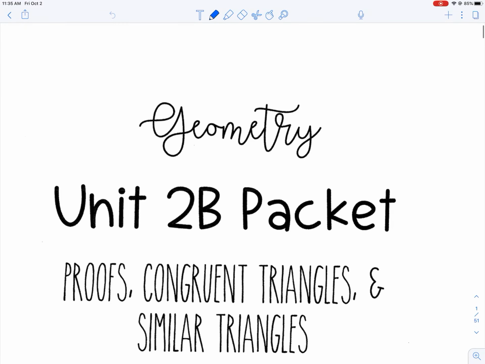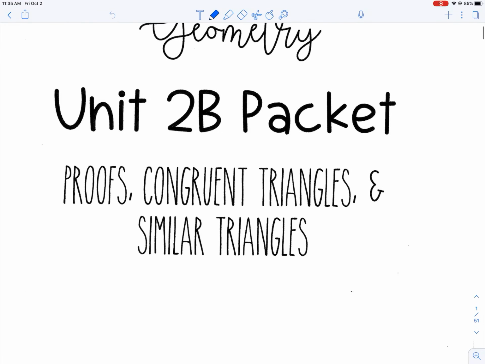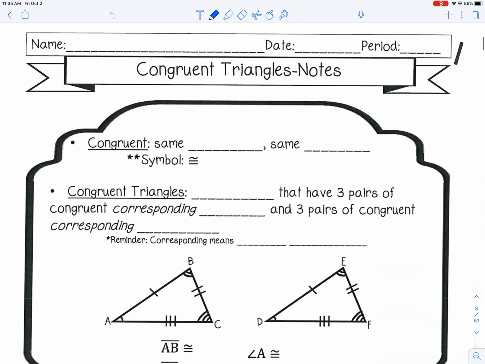Okay, so we're starting Unit 2B packet: proofs, congruent triangles, and similar triangles. First thing we're going to look at is congruent triangle notes. So congruent means that something has the same shape and the same size. And we use this symbol right here to show congruency.